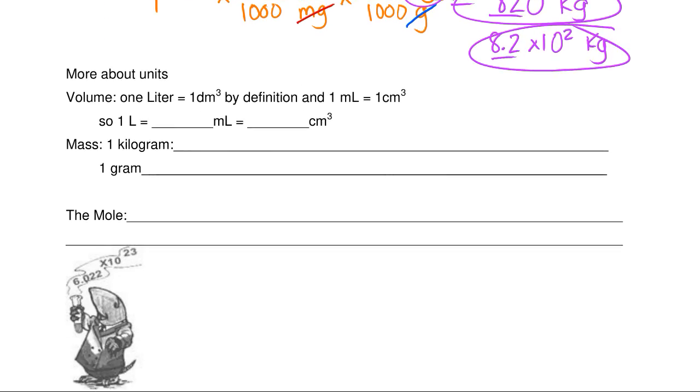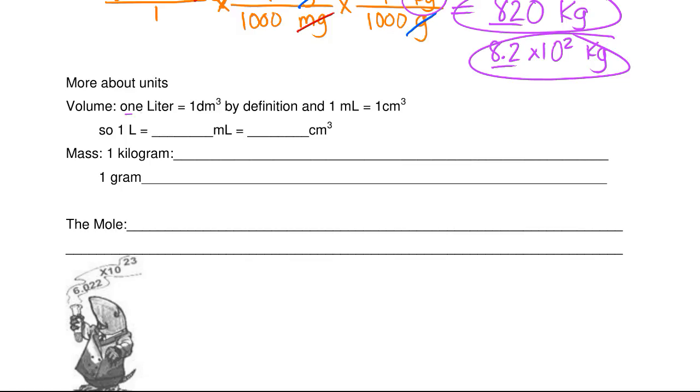So a little bit more about units. 1 liter is a cubic decimeter. A decimeter is 10 centimeters. So about 10 centimeters on all sides. Just like a little box, 10 centimeters on all sides, that has a volume of 1 liter. And 1 milliliter, which is 1 little itty bitty cubic centimeter, 1 cubic centimeter contains a volume of 1 milliliter.